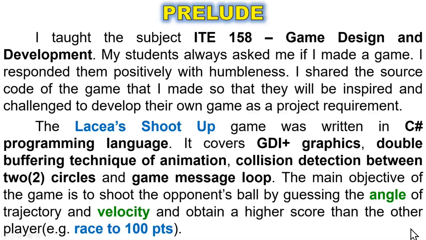The main objective of the game is to shoot the opponent's ball by guessing the angle of trajectory and velocity of the ball and obtain a higher score than the other player. For example, race to 100 points. Whoever garners 100 points first will win the shoot up game.